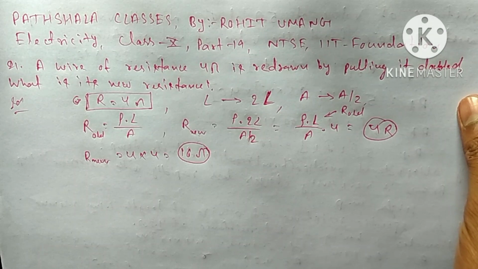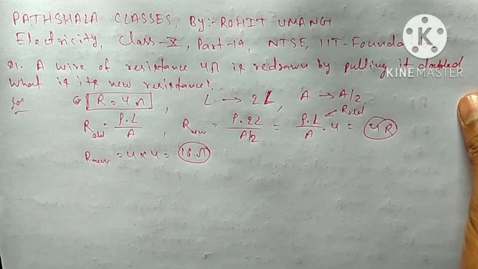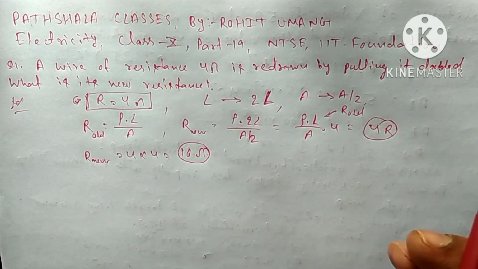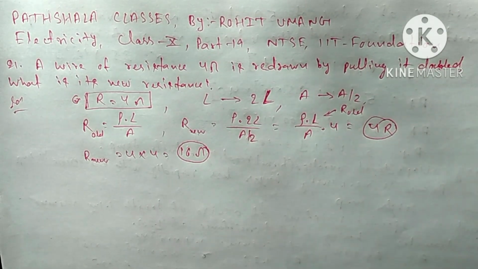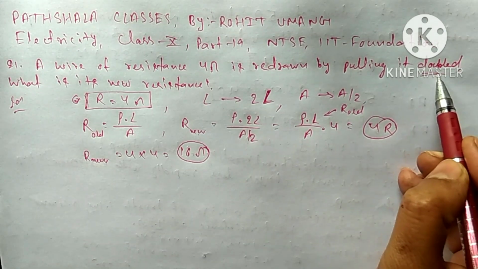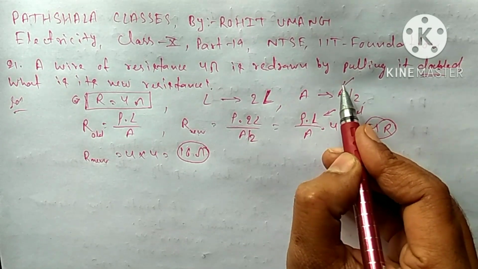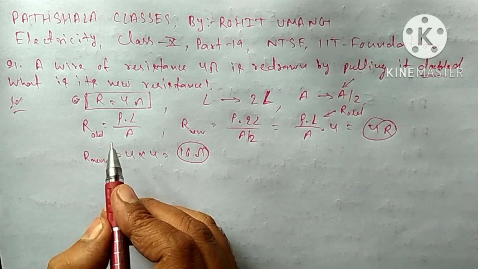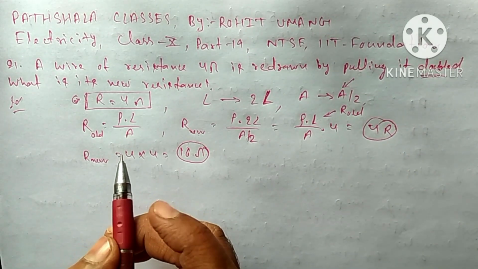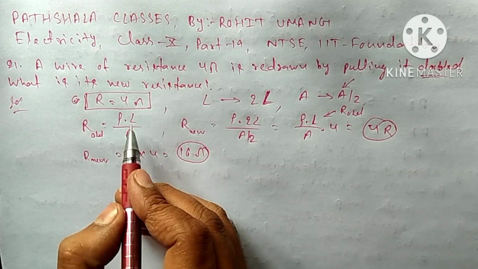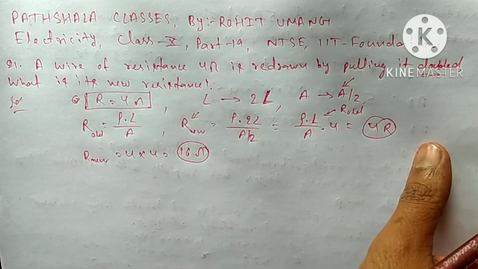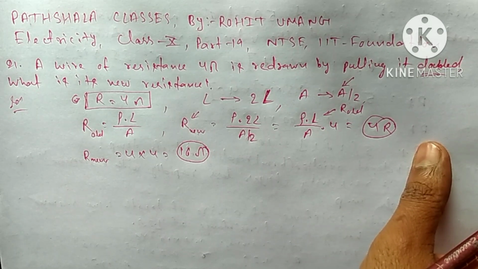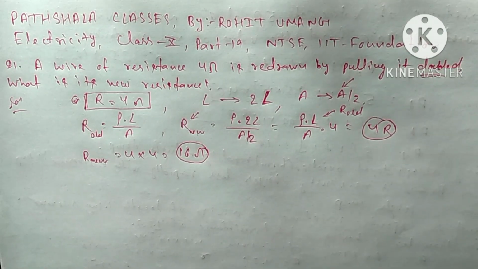I hope this question is not very complex. It is so simple. So one concept here is that whenever a wire is pulled to double its length, its area becomes A by 2, and after applying the resistance formula in terms of resistivity, length and area, we can find the new resistance. Okay, move on to the next question.